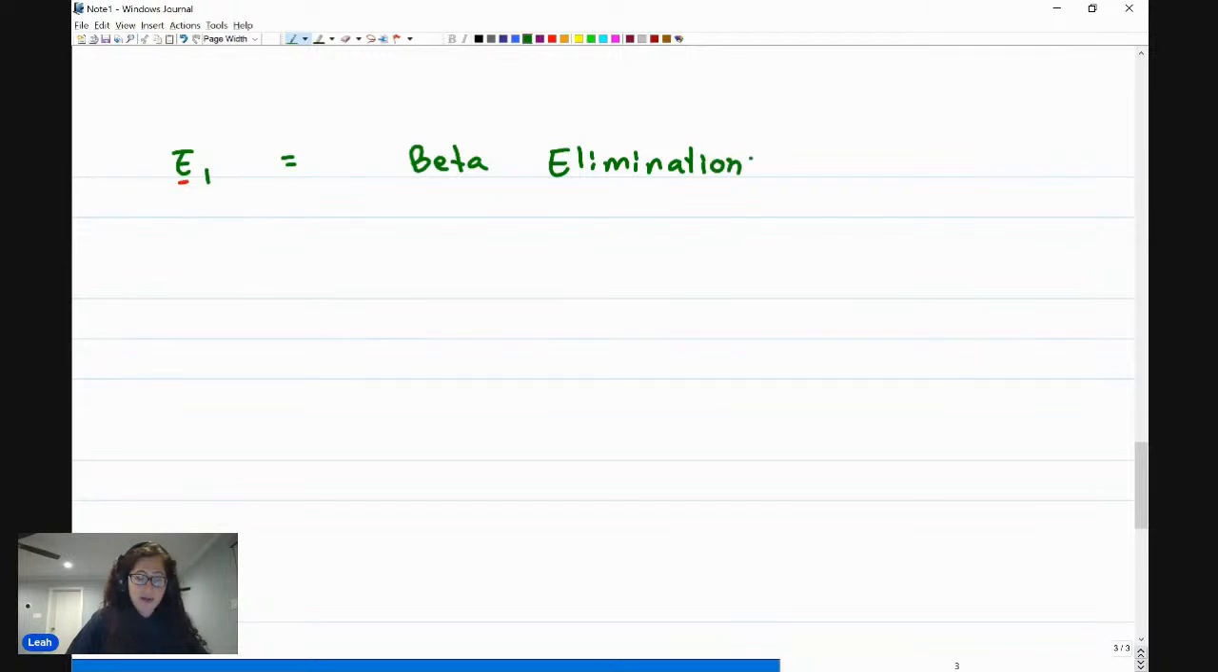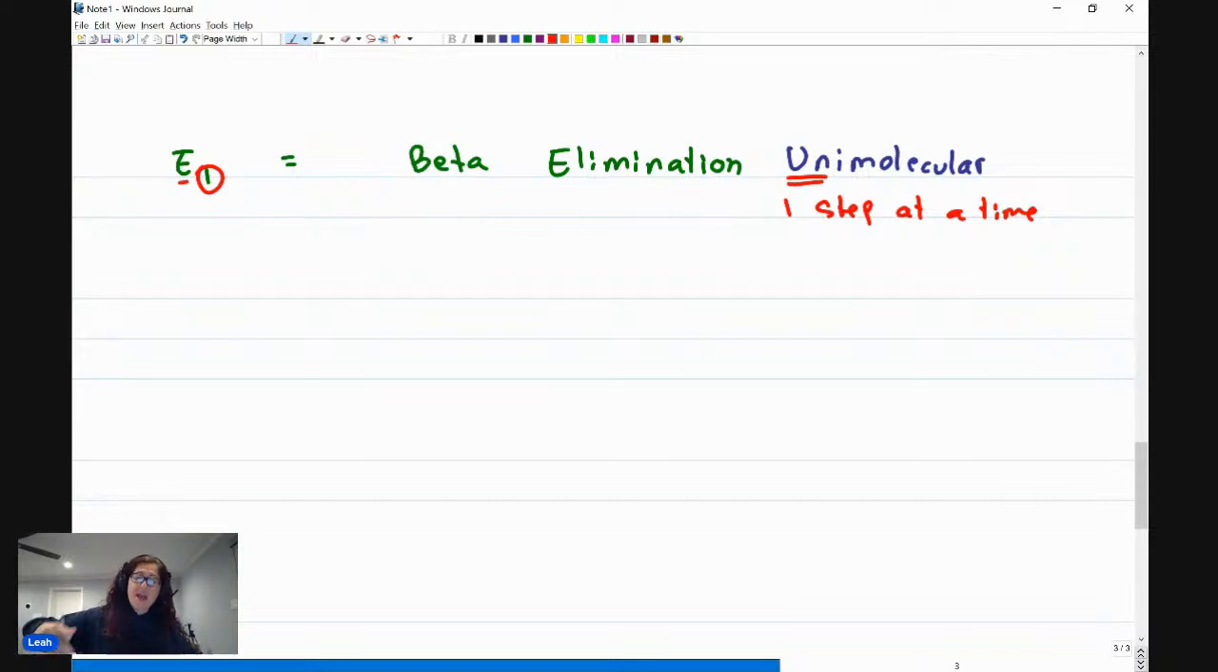And the 1 does not tell us that it is one step. Instead, it tells us that it is unimolecular, which is really, really important. That 1 right here simply tells us that it's one step at a time in what will ultimately be a multi-step reaction.